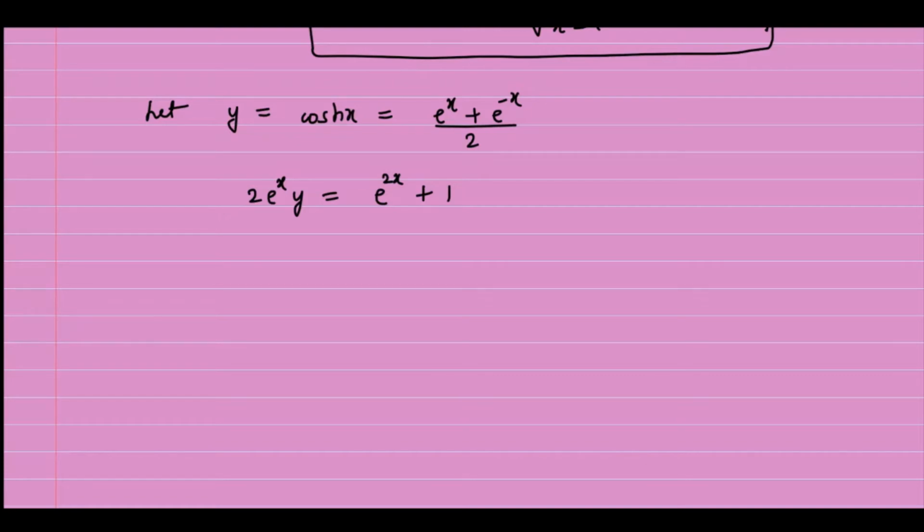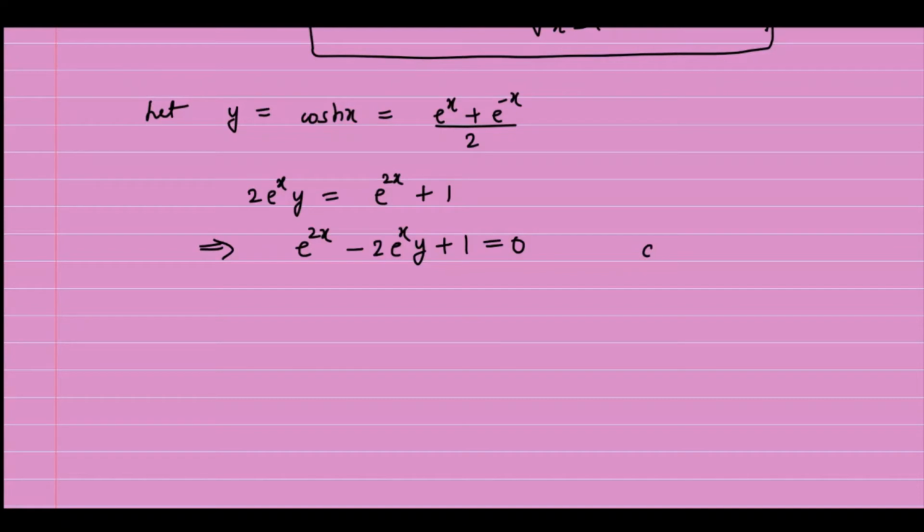Okay, e raised to x into e raised to x is e raised to 2x, e raised to x into e raised to minus x is 1. So I hope this is clear. Now this implies e raised to 2x minus 2 e raised to x y plus 1 equal to 0. Now this is a second order equation, second degree equation in e raised to x.